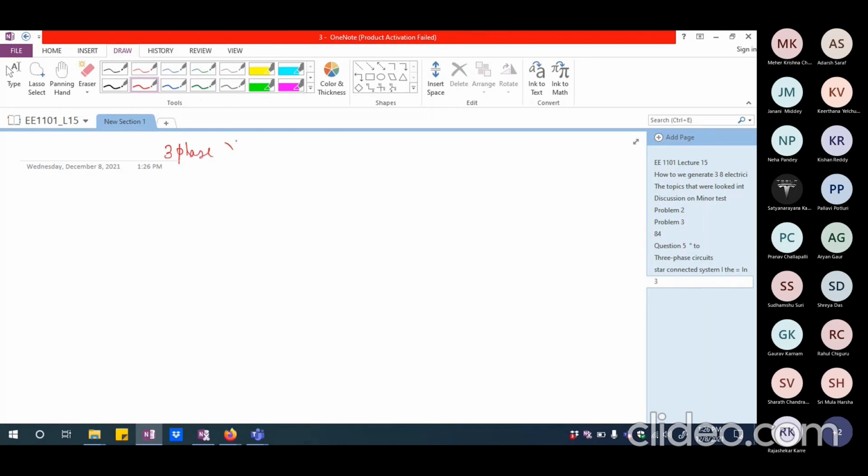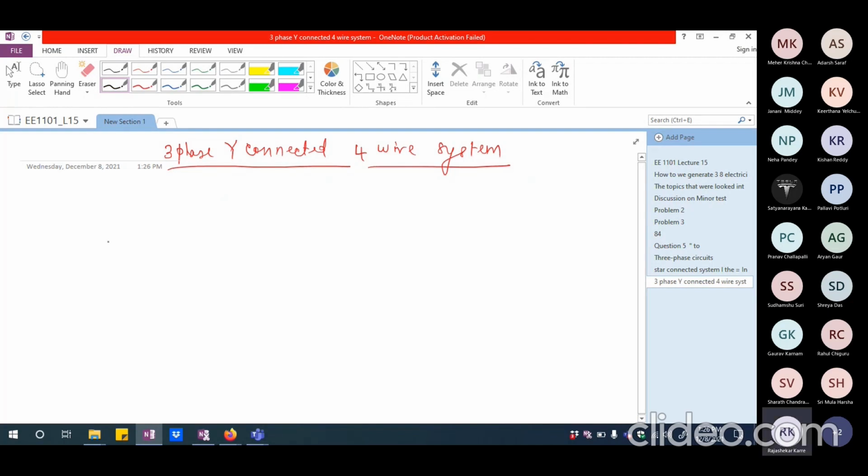So let me try to work out one small problem for a three-phase star connected 4-wire system. I'm going to work out one simple problem so that you understand what we mean by saying that the neutral current will be zero whenever we have a balanced load and balanced supply. So I'm going to write the problem like this.